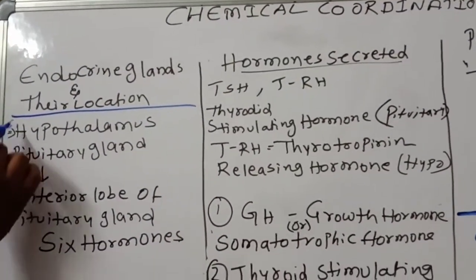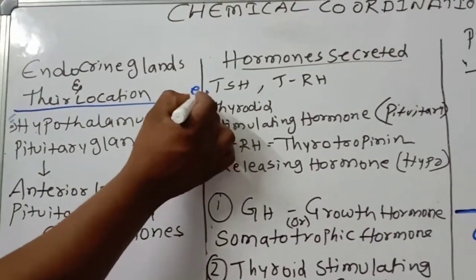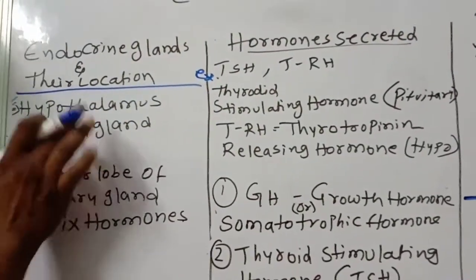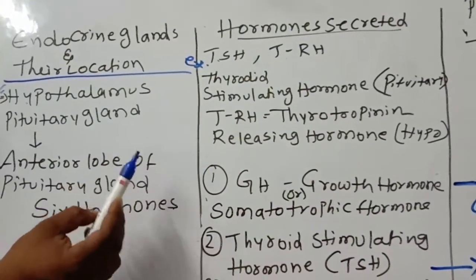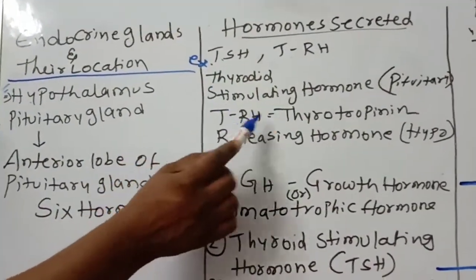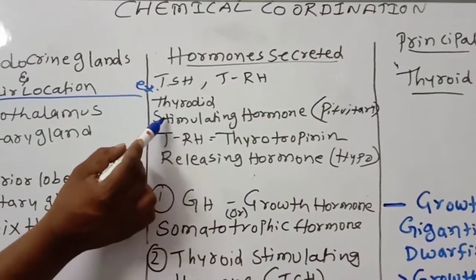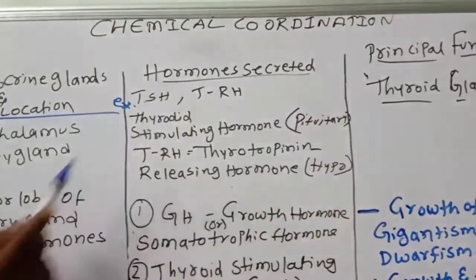First, hypothalamus and pituitary gland hormones. There are many, so I will give one example now; later there will be a table about the hypothalamus and pituitary gland. Take thyroid stimulating hormone: thyrotropin releasing hormone comes from the hypothalamus, and thyroid stimulating hormone comes from the pituitary gland. They will work on the thyroid gland.